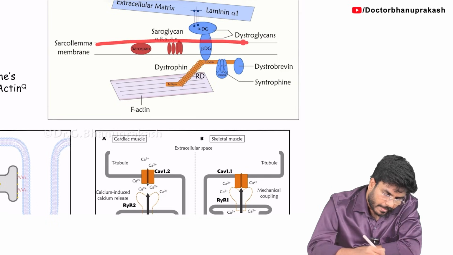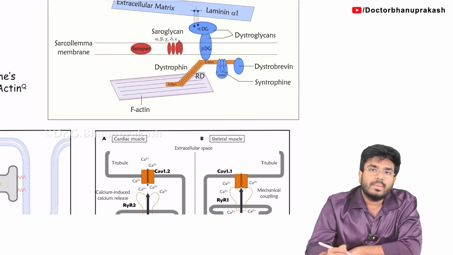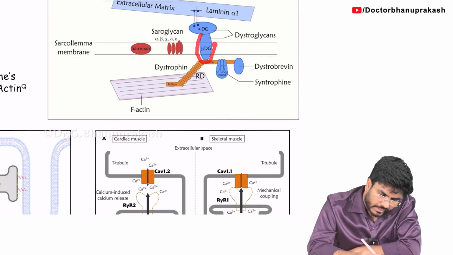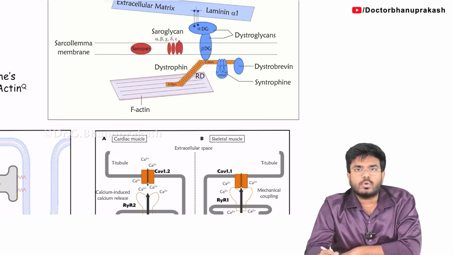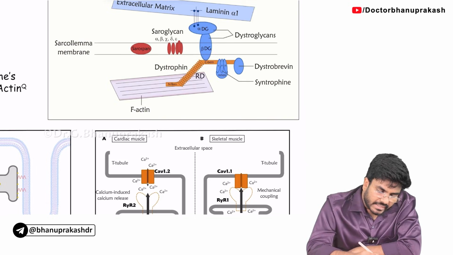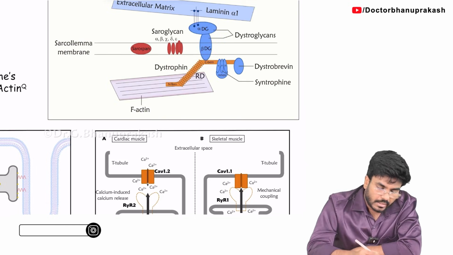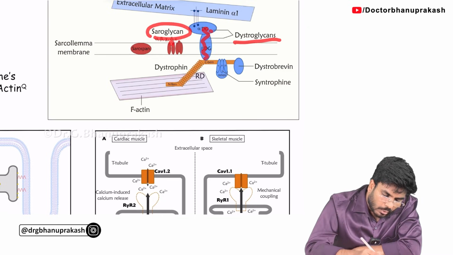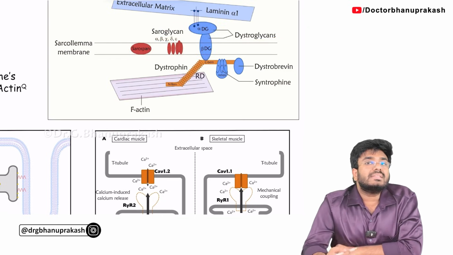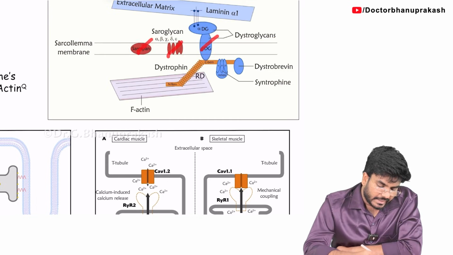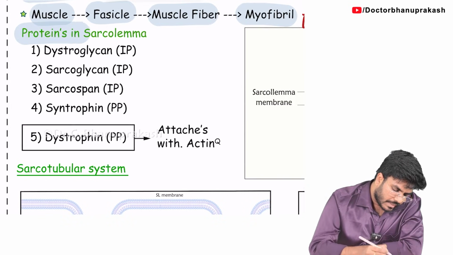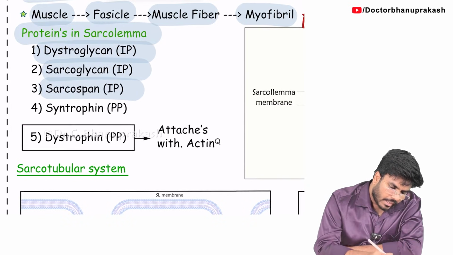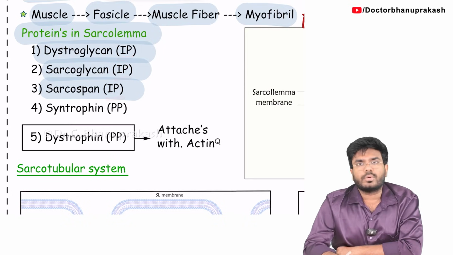Now, within the muscle cell membrane, you have to know some important proteins. What are the important proteins? Look at the first protein. This is a protein which extends from outside to inside. So this protein is called an integral protein. What is the name of this integral protein? Dystroglycan. There is also sarcoglycan, and there is sarcospan. So tell me, what are the three important integral proteins present in the muscle cell membrane? Dystroglycan, sarcoglycan, sarcospan. The three important proteins in the sarcolemma are dystroglycan, sarcoglycan, sarcospan. All are examples of integral proteins.